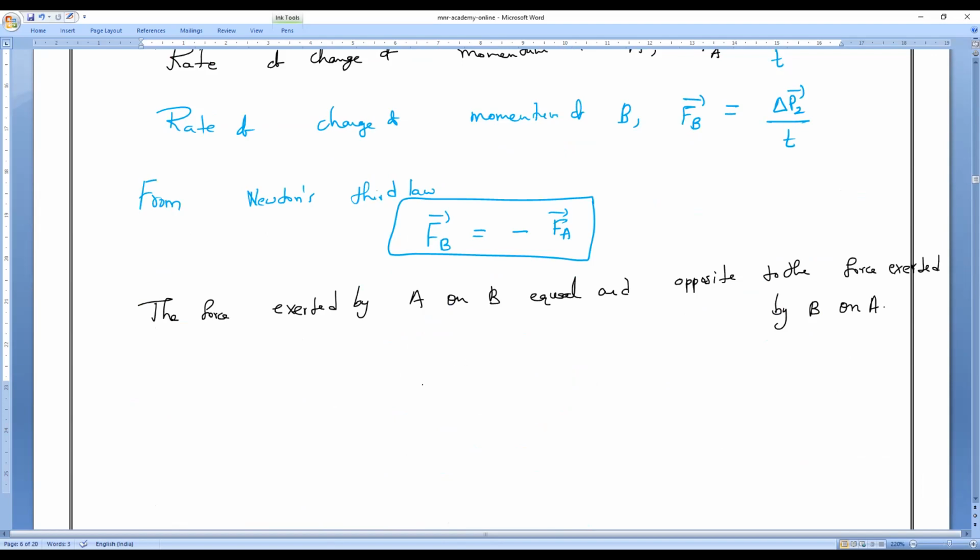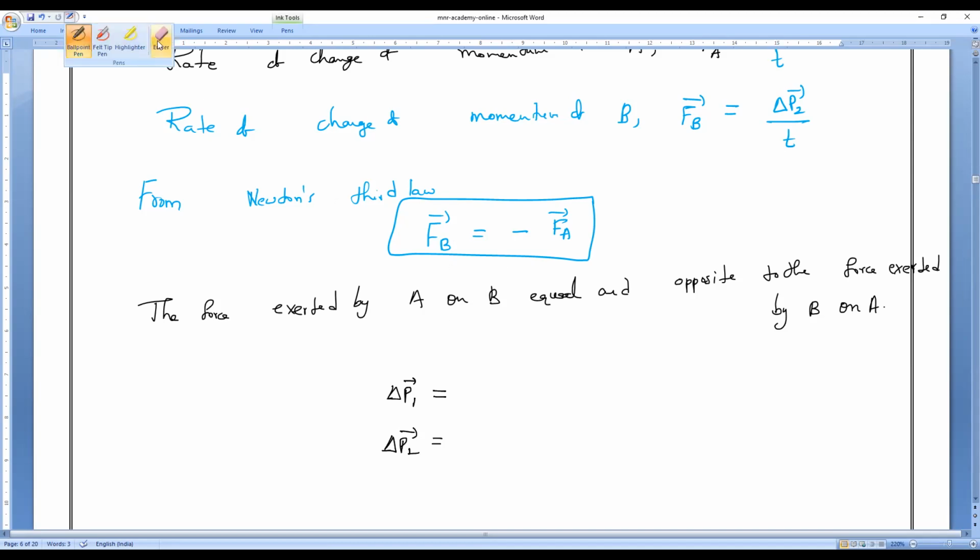Now, all of you respond and tell me, what do you mean by delta P1 and delta P2? Delta P1 means change in momentum of A and delta P2 means change in momentum of B, during the same time. I want to know, let me see who will say perfectly. What is meant by delta P1 and what is meant by delta P2? Change in momentum, sir.